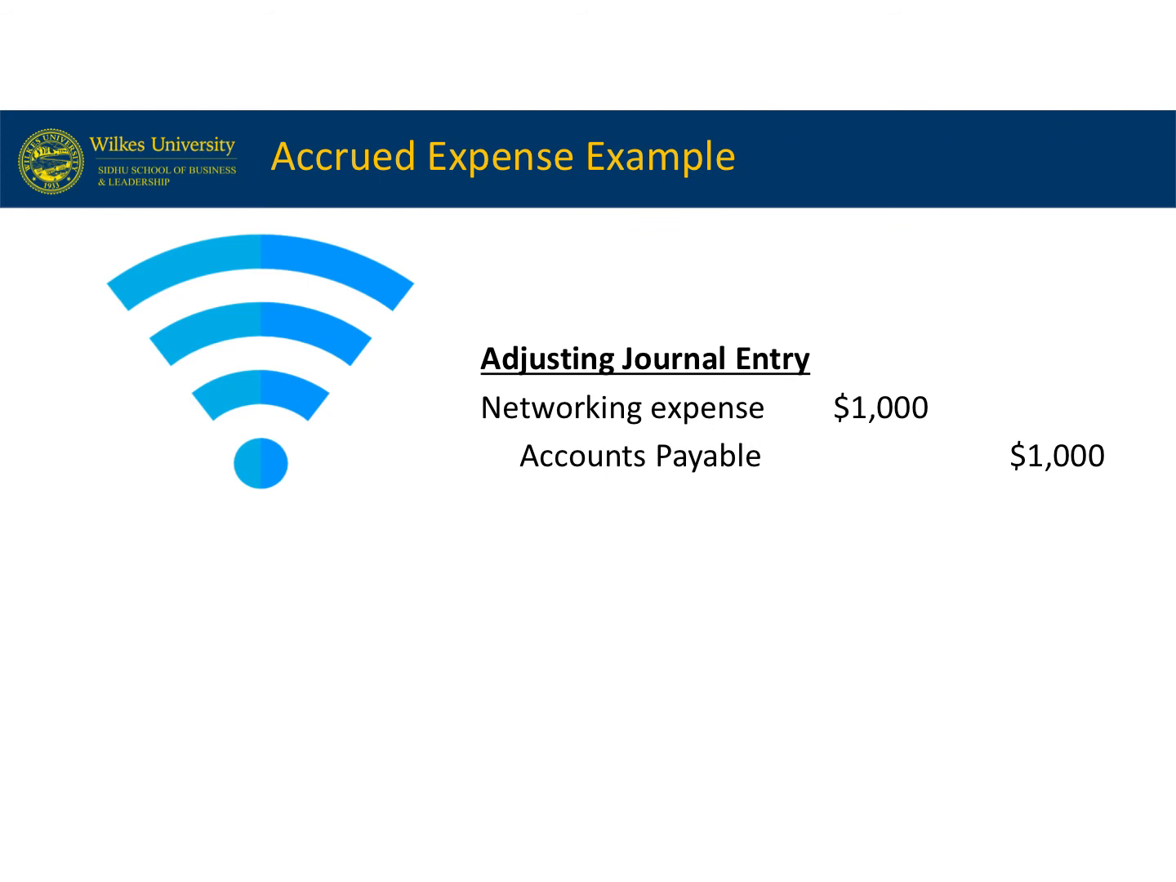For the accrued expense example, imagine receiving your company's July Wi-Fi bill in August. The bill is for $1,000, and since the expense was incurred in July, it needs to be expensed in July. So the adjusting entry is dated July 31st and increases the expense and increases the liability. So networking expense is debited and accounts payable is credited.